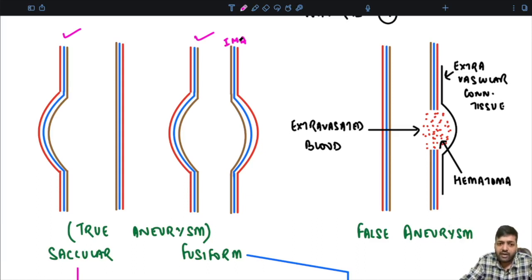Now we are discussing true aneurysm. We have already said that aneurysms can be of two types: one is the true aneurysm, one is the false aneurysm. First we are discussing the true aneurysm. True aneurysms can be further subdivided into two types: one is the saccular variety, one is the fusiform variety.